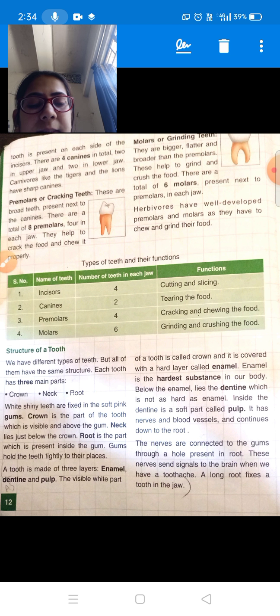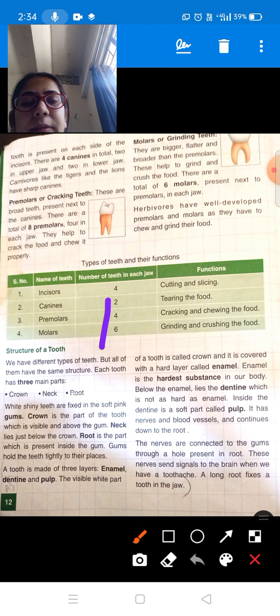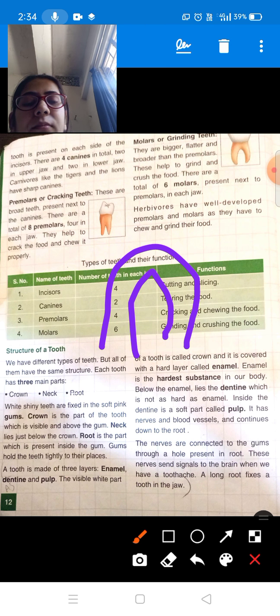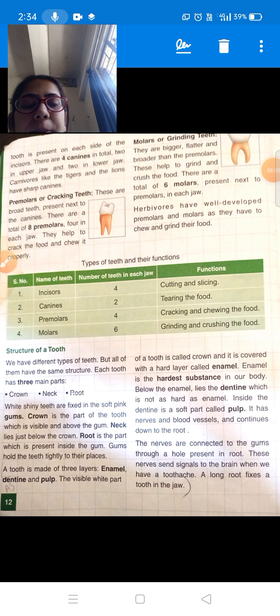Inside the dentine is the soft part called pulp. Three layers are present. This is enamel. Below the enamel there is dentine. It is not as hard as enamel. Dentine is not as hard as enamel. And below the dentine there is pulp. Pulp is a very soft part, and the nerves and blood vessels are also present in the pulp part.